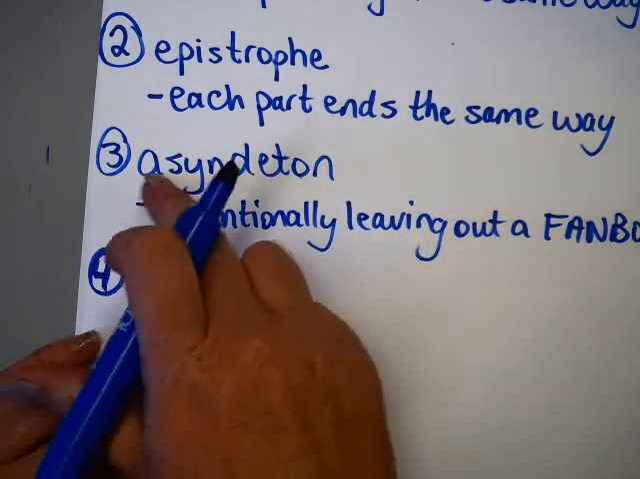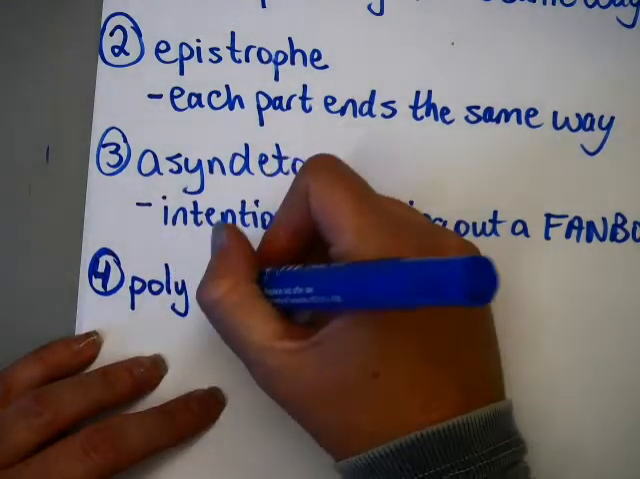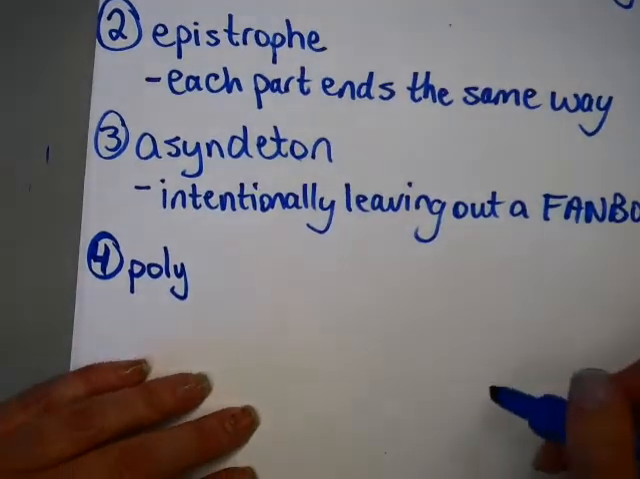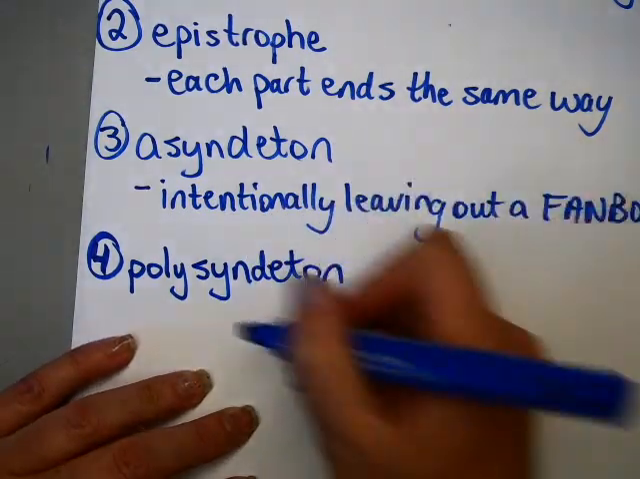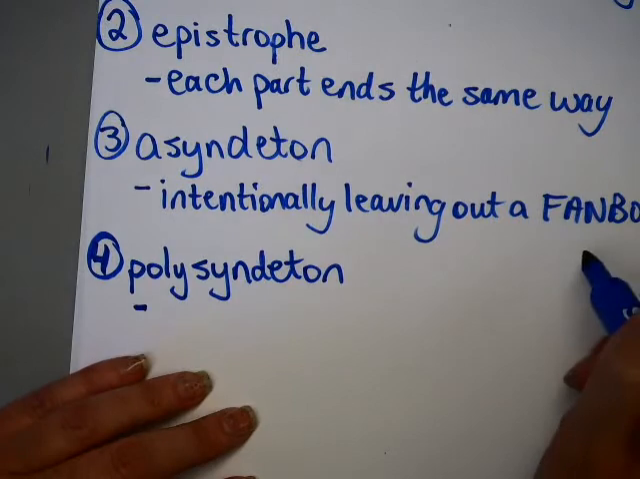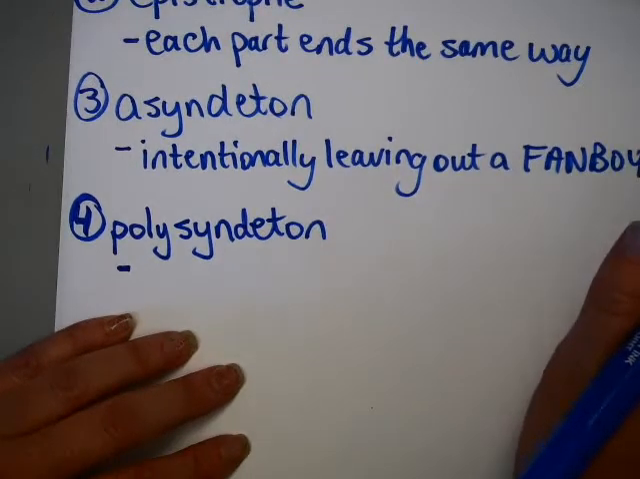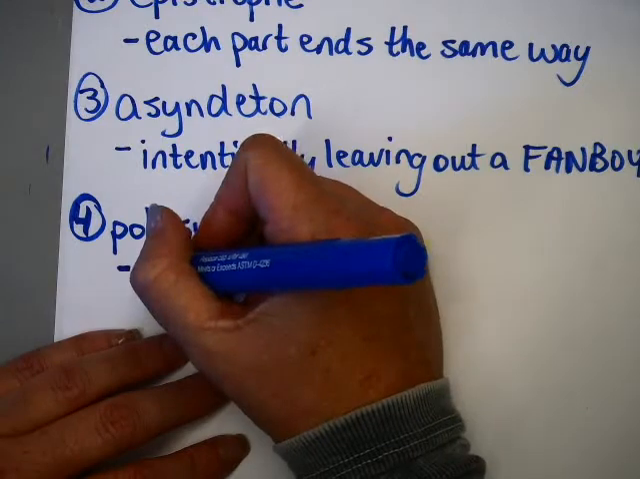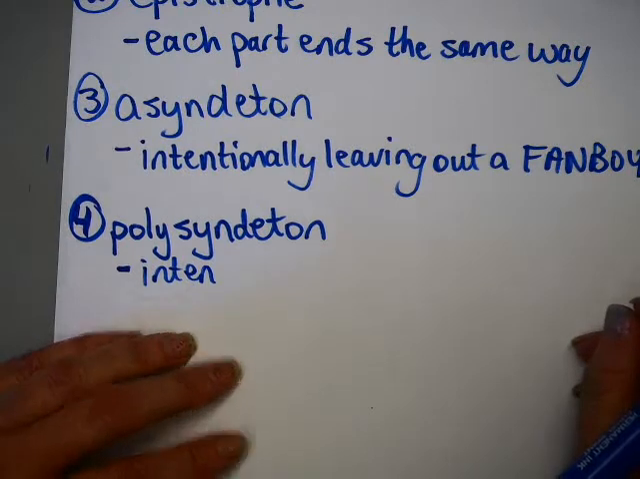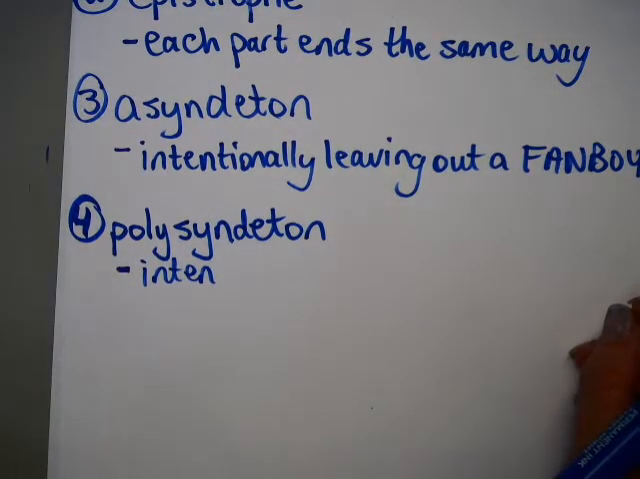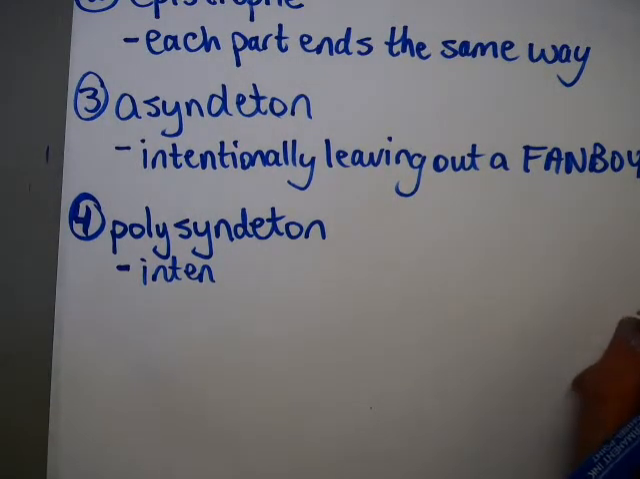So you know that a means not or against. You know that poly means multiple. So you can already infer what polysyndeton probably is going to involve, just because you're that smart. If we leave out a fanboy for asyndeton, we're going to have extra fanboys for polysyndeton, so intentionally adding extra. So instead of saying I'm going to the store to buy milk, eggs, bread, in polysyndeton you would say I'm going to the store to buy milk and eggs and bread and bubblegum ice cream, because you really want to get across your point of how much it is you're having to do.